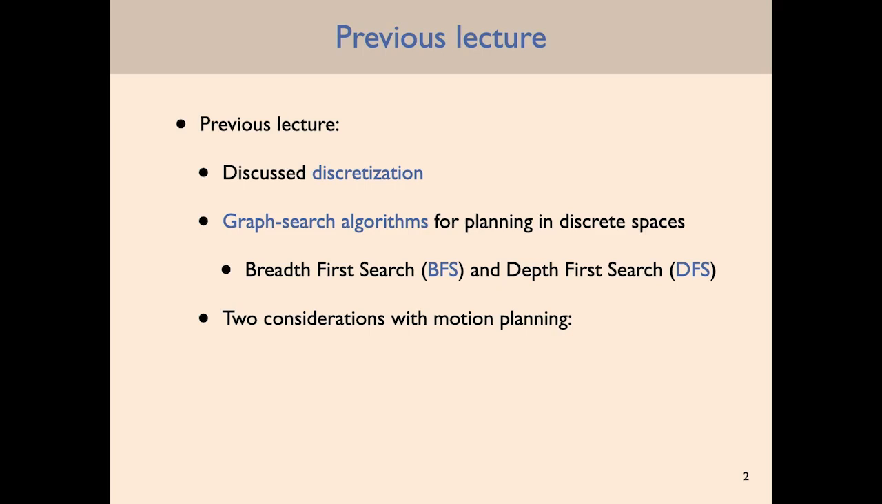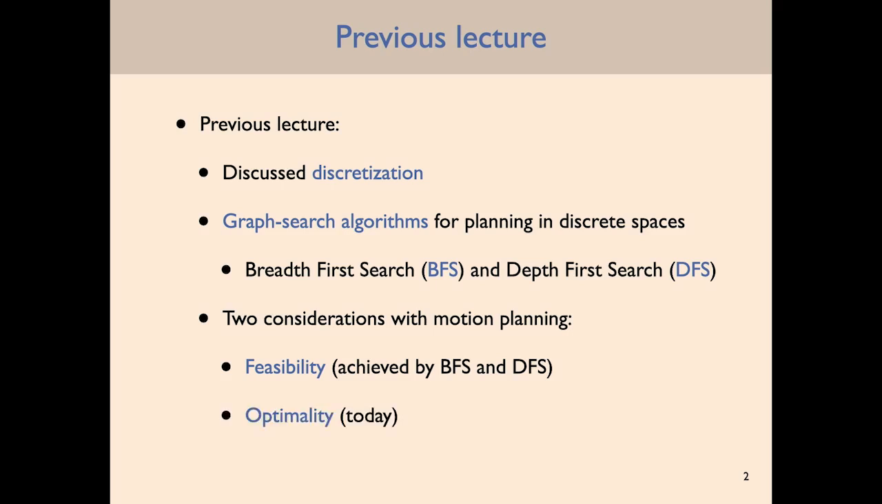And I mentioned that there are basically two considerations when we're thinking about motion planning. This is similar to the two considerations we had when we were thinking about feedback control. When we thought about feedback control, we wanted our feedback controller to stabilize our system and to be optimal in some sense. Similarly with motion planning, we want feasibility. So we want our motion plan to find some path from a starting configuration A to a goal configuration B that doesn't collide with any obstacles. And this was achieved by BFS and DFS.